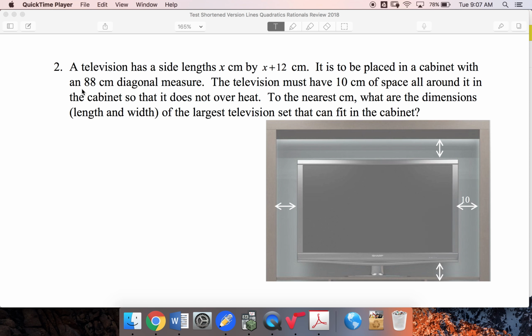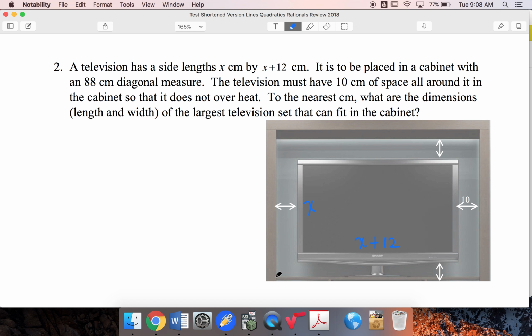Q2 here says that a TV has side lengths of x and x plus 12. So if we look at our TV, this is the shorter side. So this side would be x, and then this side over here would be x plus 12. And then placed in a cabinet with an 88 centimeter diagonal measure.